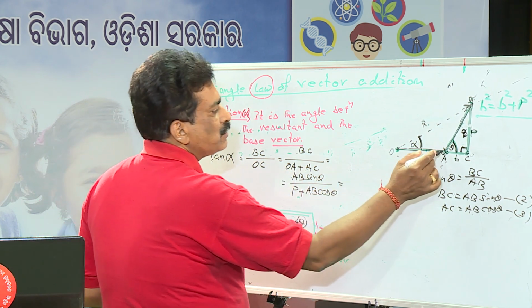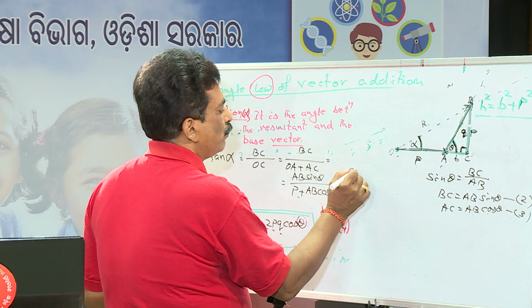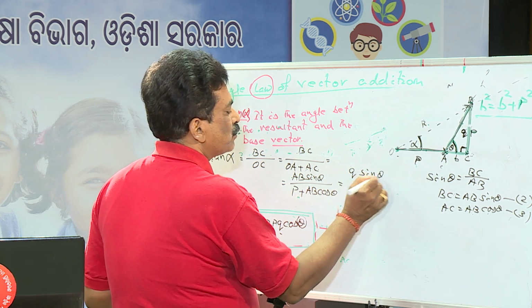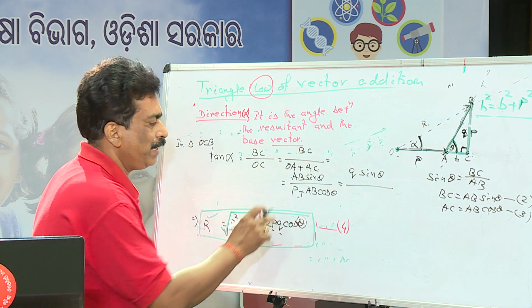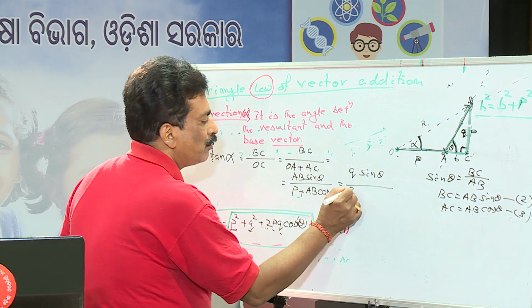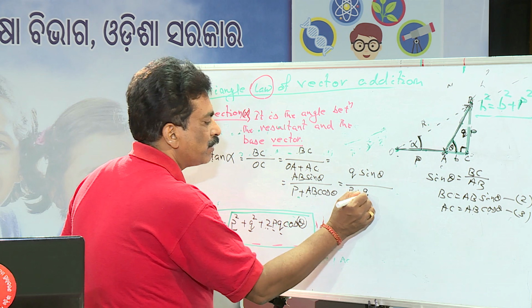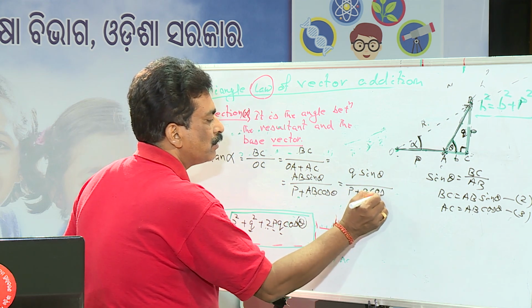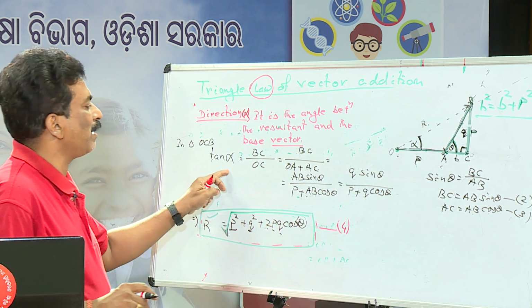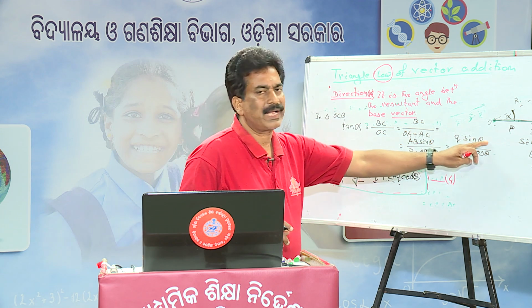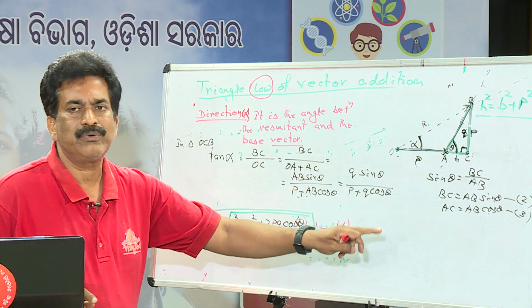Just put their magnitudes. AB is equal to how much? That is equal to Q. So Q sin theta by P plus, P is the known value, plus AB which is Q, times cos theta. So tan alpha is equal to Q sin theta by P plus Q cos theta.